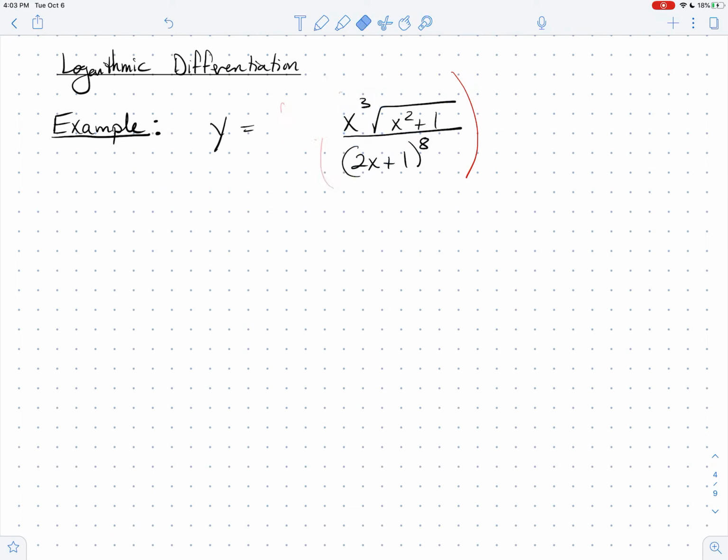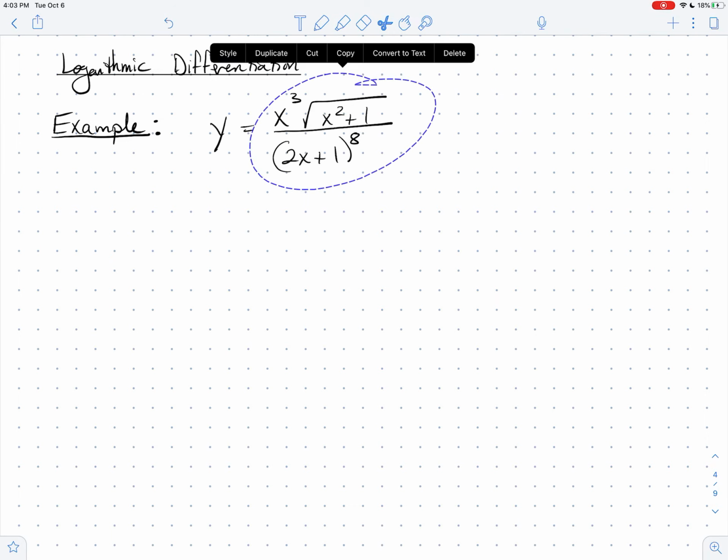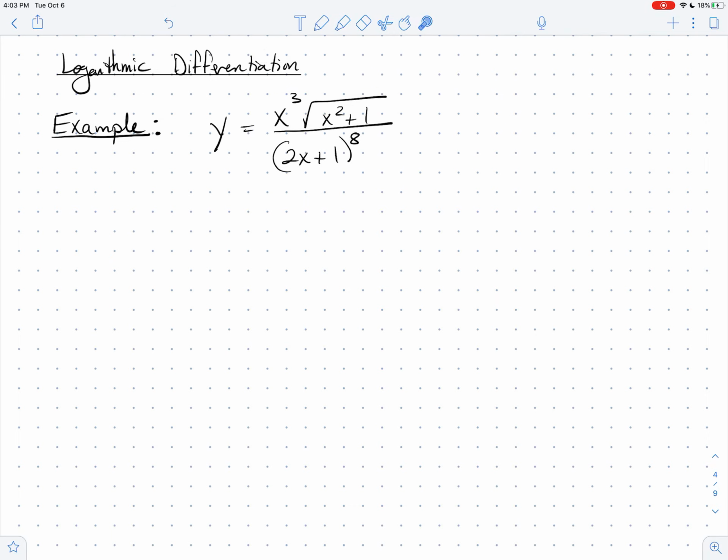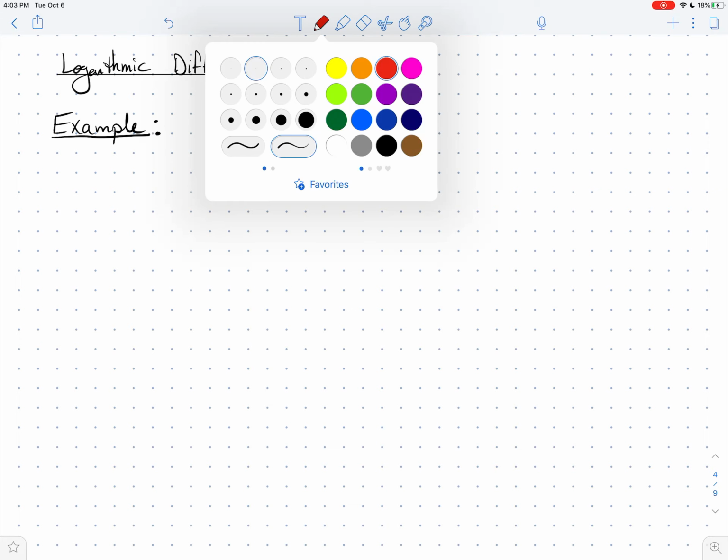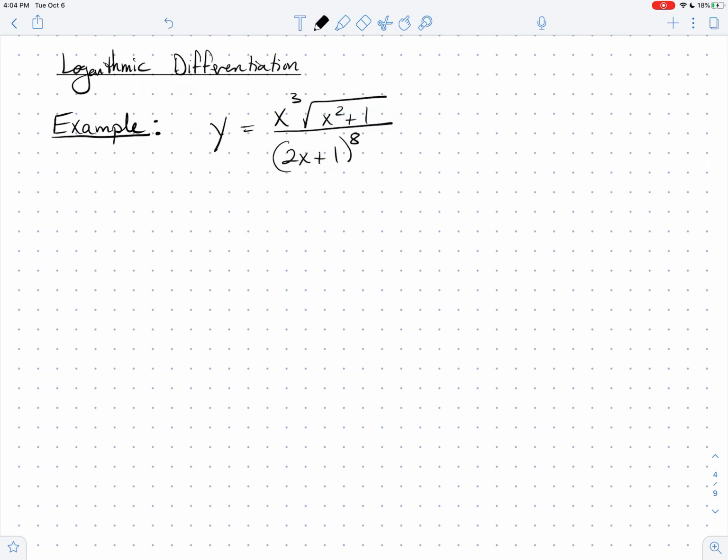But there's not a natural log there. And so it seems like it's only just this dream that can't really come true. Well, it turns out that sometimes dreams do come true. And so I am going to simply dream that I have a natural log, and I'm going to write it down. So natural log of y equals natural log of x cubed square root of x squared plus 1 over 2x plus 1 all to the 8th.